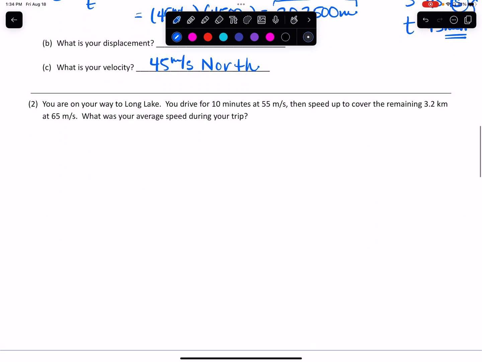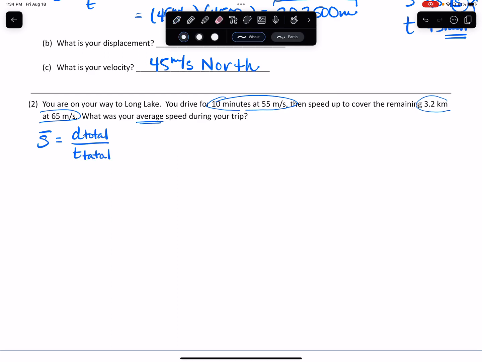All right, let's slide down to this next one. You are on your way to Long Lake. You drive for 10 minutes at 55 meters per second, then speed up to cover the remaining 3.2 kilometers at 65 meters per second. What was your average speed? All right, so average speed is the total distance you travel divided by the total time it takes you to get there.